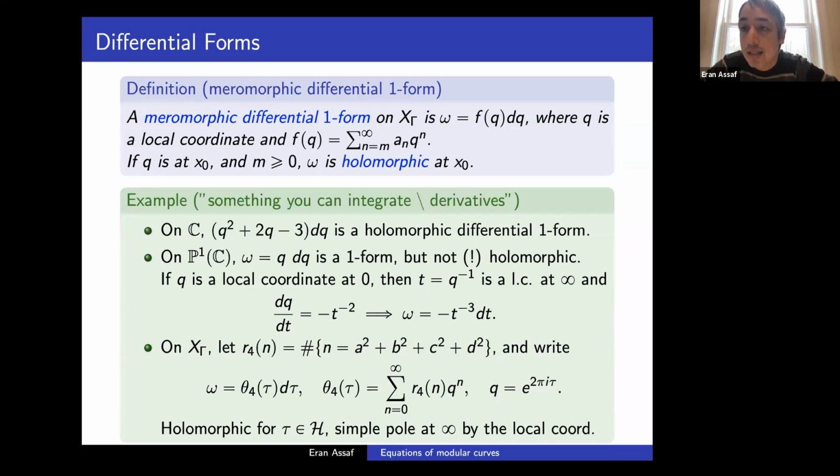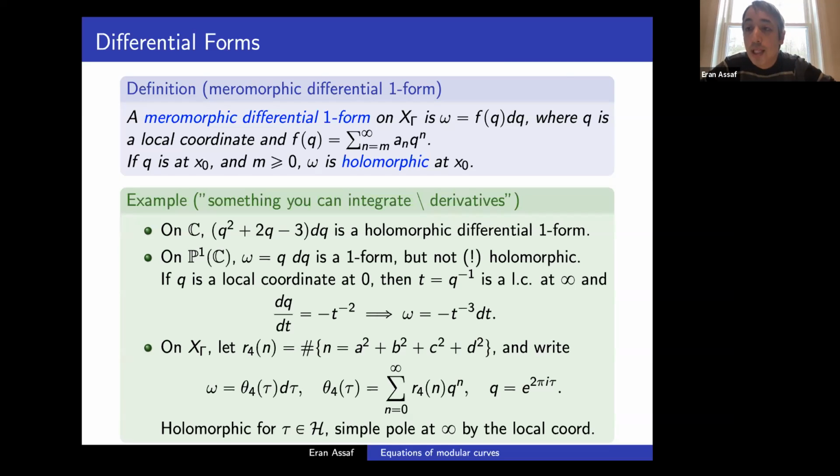Let's move to something nicer, a compact Riemann surface. For example, the simplest case is the Riemann sphere. You could say, look at something of the form q dq. This looks like a nice one-form, and it is a meromorphic differential one-form, but it's not holomorphic, because if q is a local coordinate at the point 0, then looking at its inverse as the local coordinate at infinity, we see that we have a pole there.